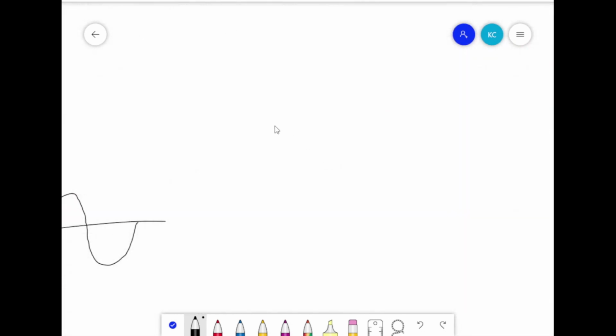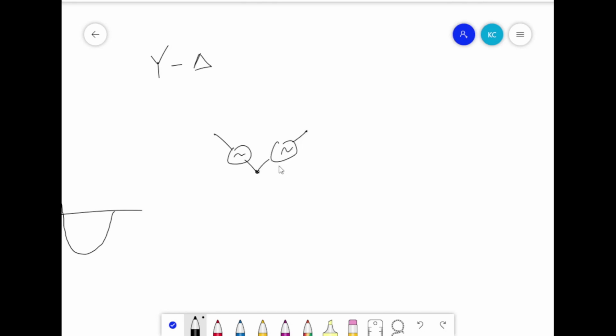There's a couple of ways you can draw this. There's two useful configurations called the Y configuration and the delta configuration. Let's go with the Y just to illustrate a point here. So this is one of our coils generating a potential. We're connecting them in such a way where they're all connected at the base here.